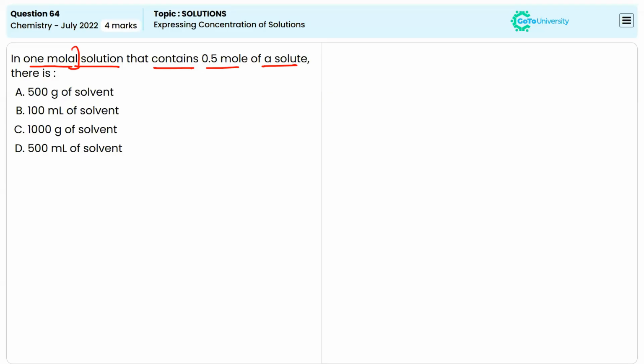So molality depends on the mass of the solvent, not the volume. It is given that the molality is 1. First of all, we can write the equation for molality. Molality is equal to the number of moles of solute divided by the total mass of the solvent in kilogram. Number of moles of solute divided by the mass of solvent in kilogram. Now we can substitute.